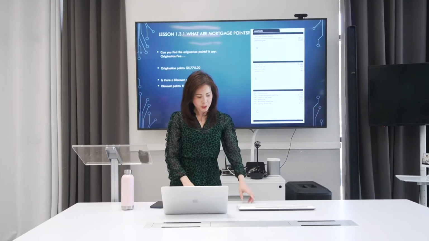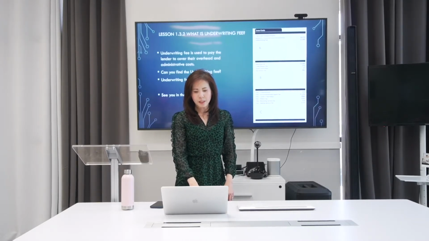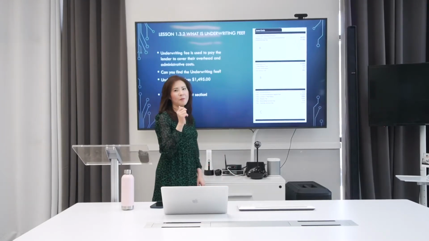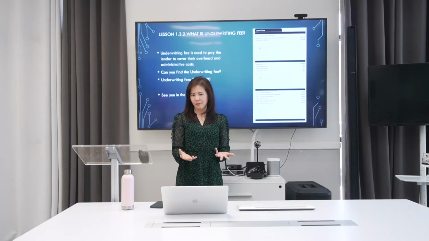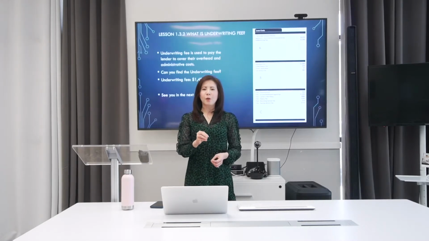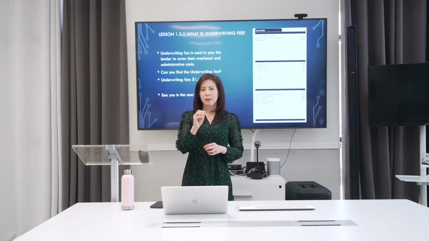One more thing I want to show you in this section is the underwriting fee. So you see underwriting fee, the amount is, what do you see? Did you see it? $1,494. You see the underwriting fee. And what is the underwriting fee? The underwriting fee is used to pay the lender to cover their overhead and administrative costs. So beside the origination fee, beside the discount point, you will also find the underwriting fee in section A.